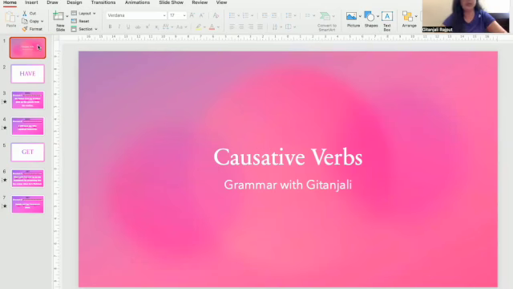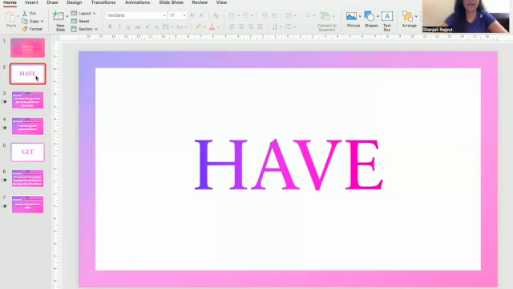Now, the two very important causative verbs are have and get. Now, have as a causative verb means to ask, instruct, request, or maybe pay someone to do something. Now, the causative verb have has two structures. Structure one, let me show you.